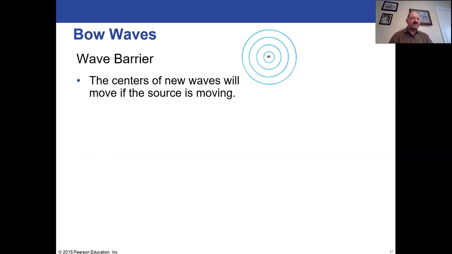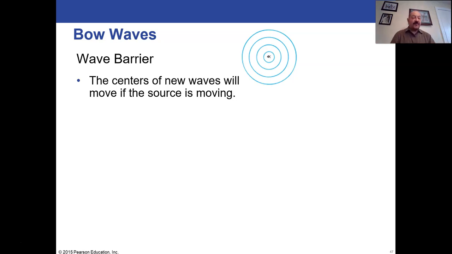Bow waves. All right, so I'm sorry, bow waves. They're actually pronounced bow waves. I keep saying bow. Bow waves, as in the bow of a ship. So bow waves form when an object that's producing waves, either sound or light, is moving as fast as the waves are traveling. So the source of the wave is moving as fast as the waves do.